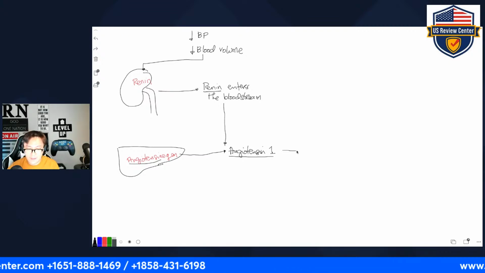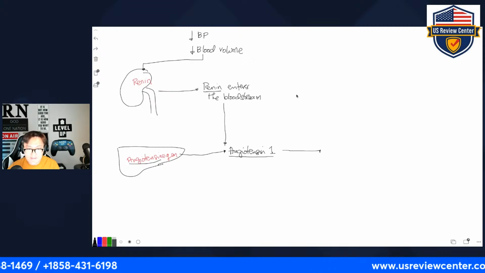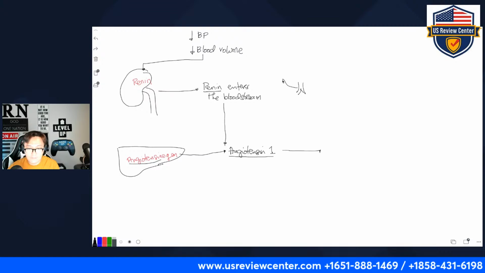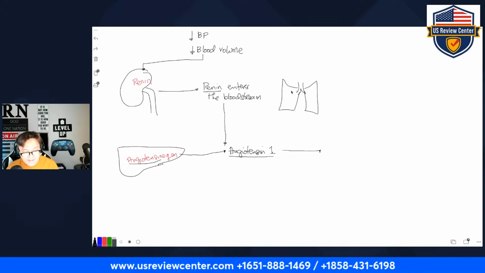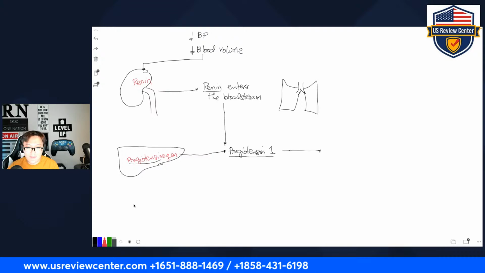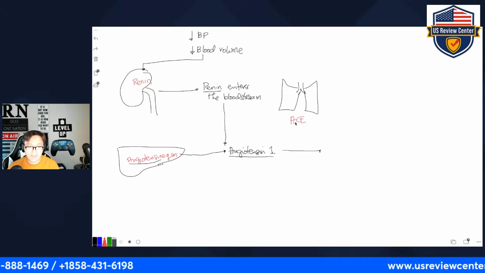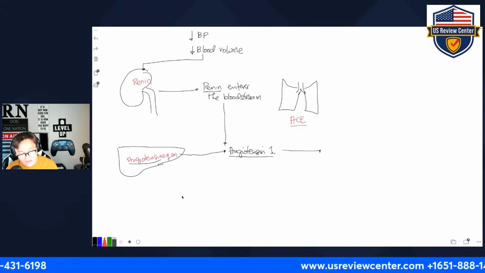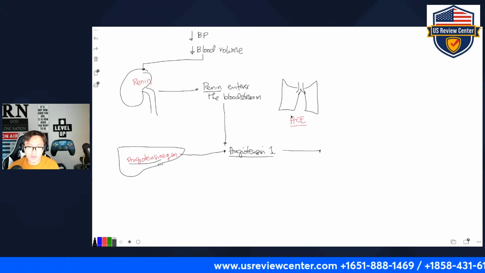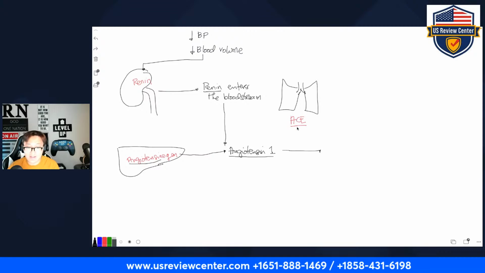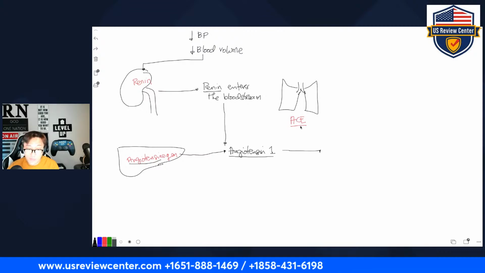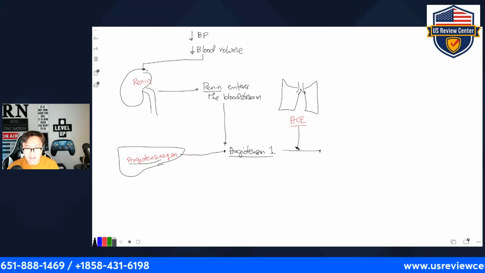And guess what? In the lungs, there is an enzyme called ACE. ACE stands for angiotensin converting enzyme. So what will it do? Just like your renin, your angiotensin converting enzyme will cut angiotensin 1, getting the piece called angiotensin 2.